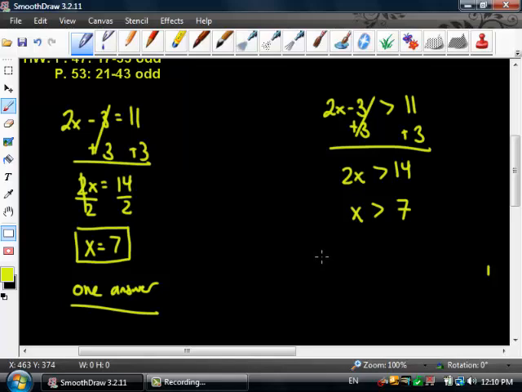There's 7, there's 8, there's 18, there's 1800, there's 18,000, 18 million, 1.8 billion, right? There's 7.00000000001. So many different answers, right? There's actually an infinite number of answers here. So to represent an answer that has an infinite amount of possibilities, we have to graph this thing.